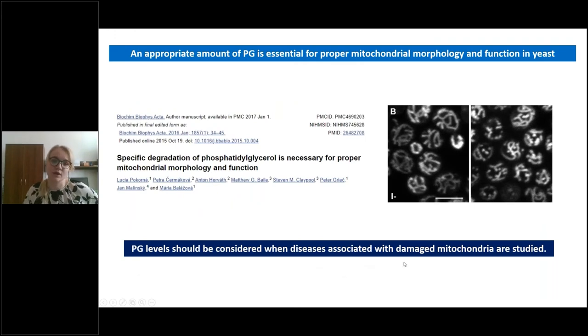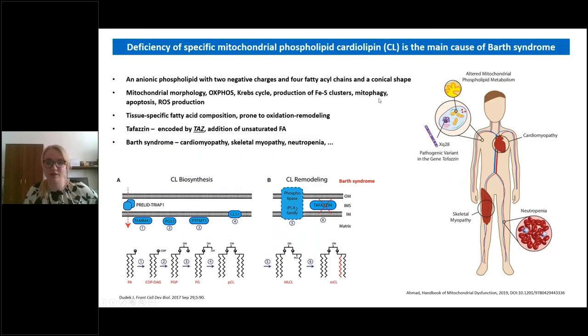But what is the reason for this regulation? We know that both lack and excess of phosphatidylglycerol are harmful for cells. In case of PG abundance in PGC1 mutant, we observed fragmented mitochondria and impaired oxidative phosphorylation. These results suggest that phosphatidylglycerol levels may be also important for proper mitochondrial morphology and function, similarly to cardiolipin. Cardiolipin is also an anionic phospholipid, but it has two negative charges, four fatty acid chains, and it is conical in shape. And due to these specific properties, it is involved in most mitochondrial processes.